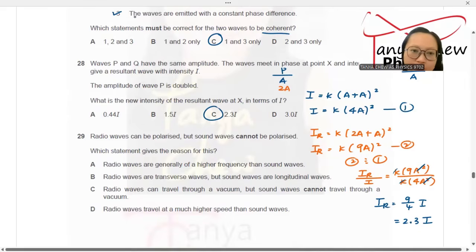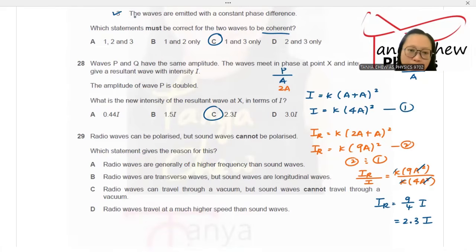Number 29, radio waves can be polarized, but sound waves cannot be polarized. Which statement gives the reason for this? A, radio waves are generally of a higher frequency than sound wave. That is not true. B, radio waves are transverse wave, but sound waves are longitudinal wave. Yes, polarization is a way to differentiate between transverse wave and longitudinal wave. Actually, the answer is B.